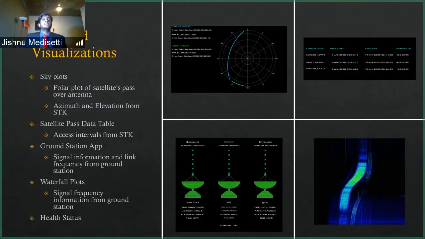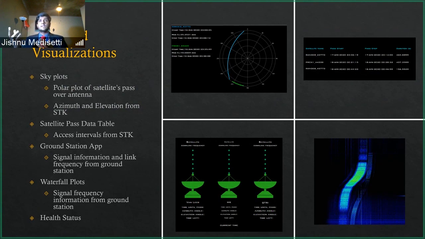All right. So here are some of the proposed visualizations that we have. First of all, we have our sky plots, which is a polar plot of the satellite's pass in the sky, centered around the ground station at the center of the polar plot. And so this is useful for our antennas to point their azimuth and elevation angle in order to establish the best link they can with the satellite.